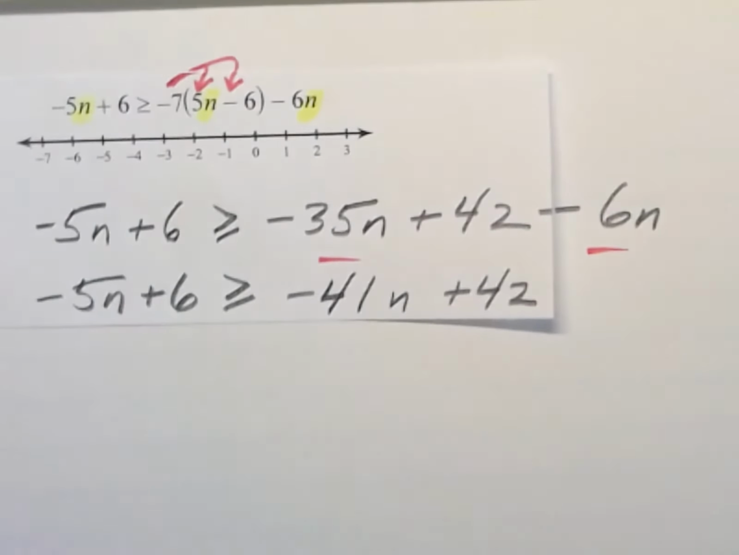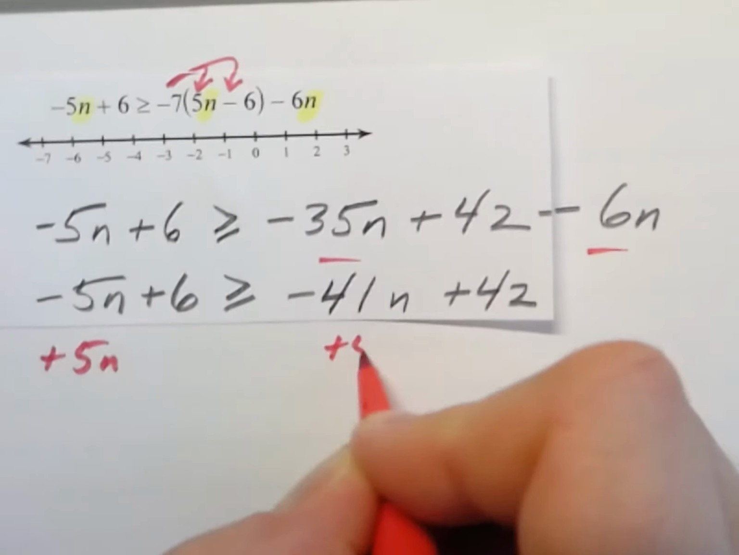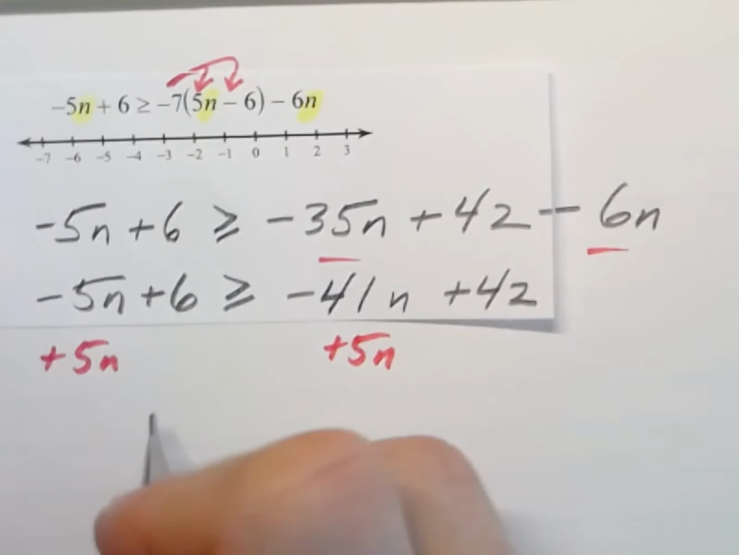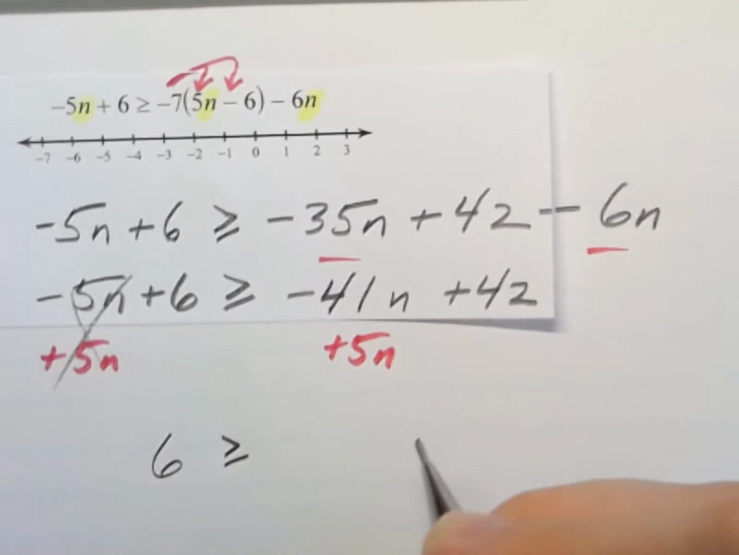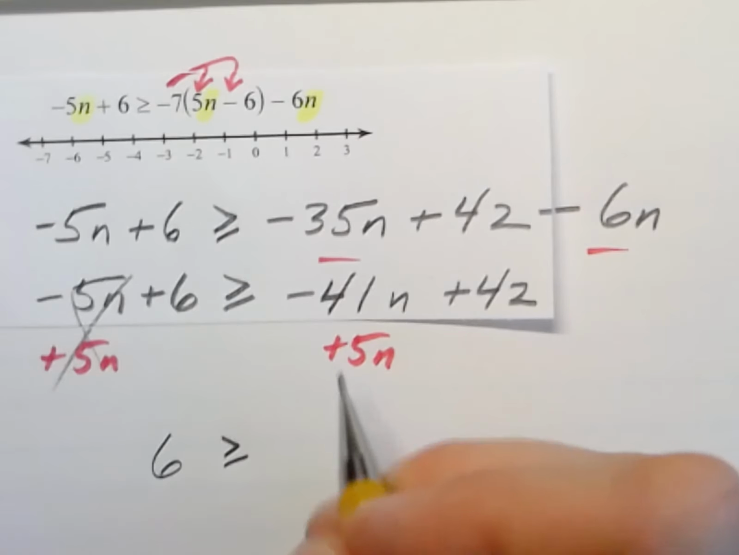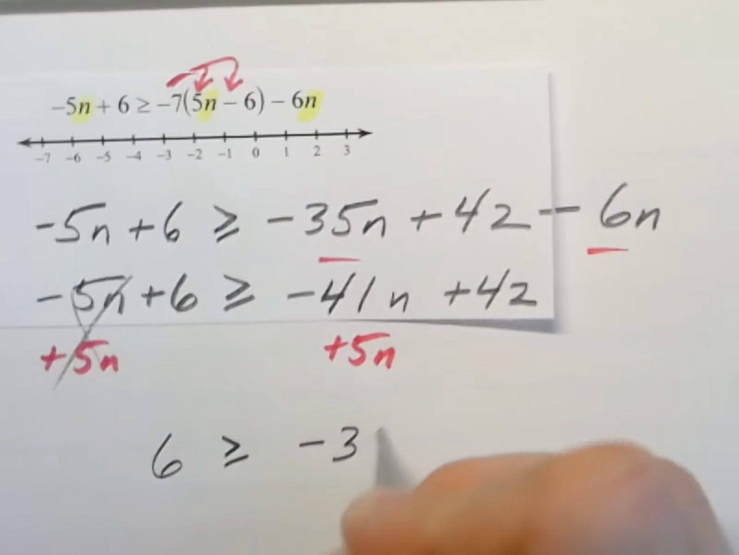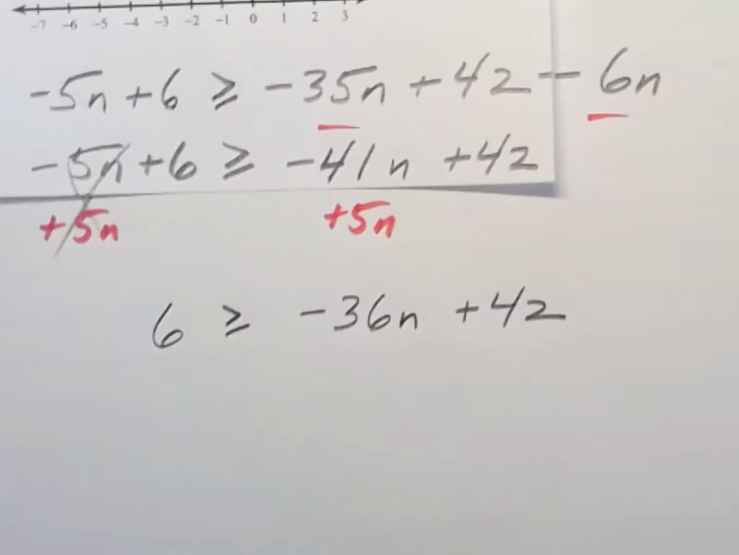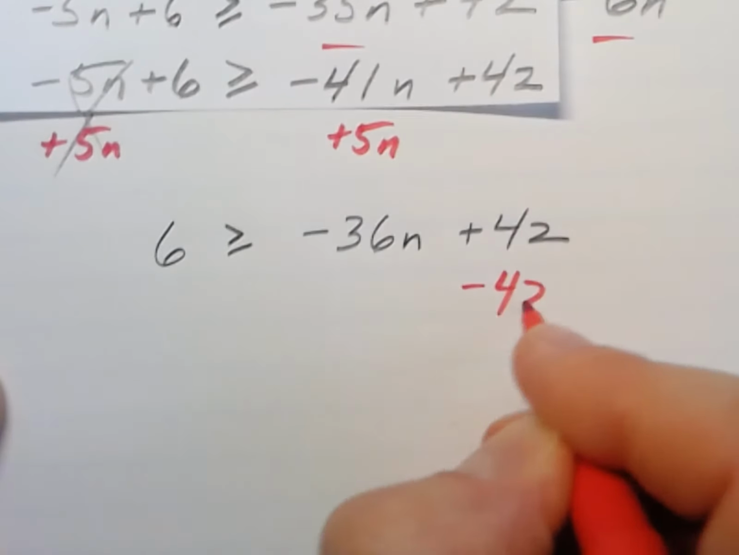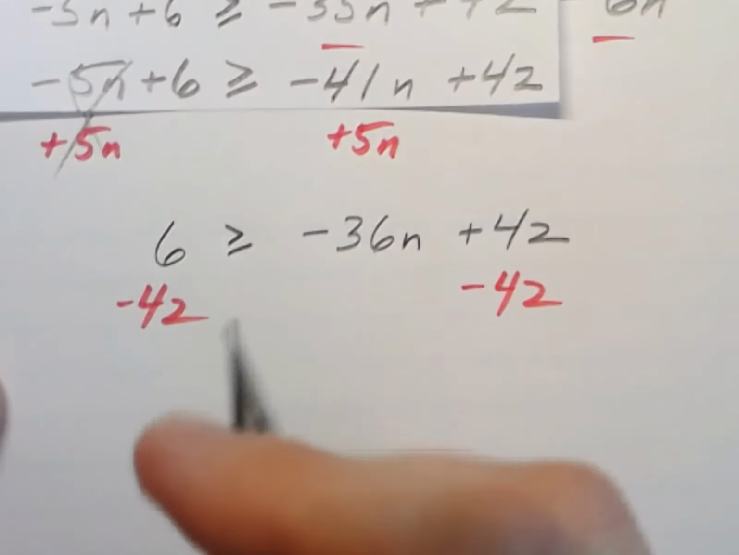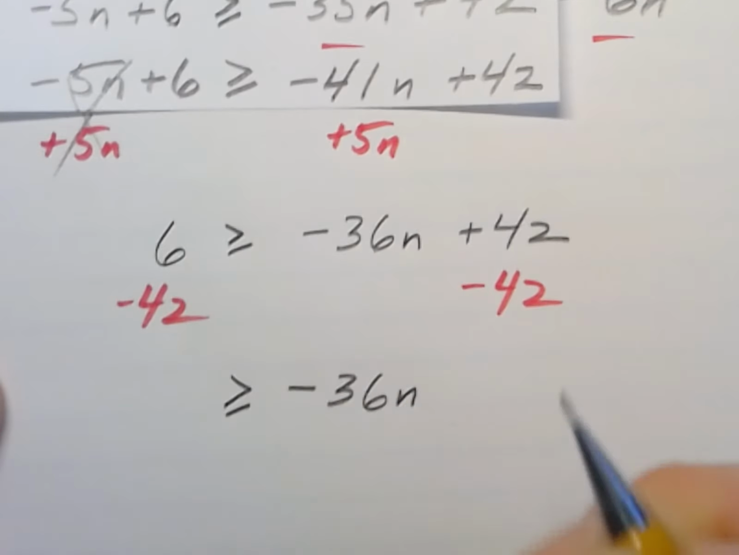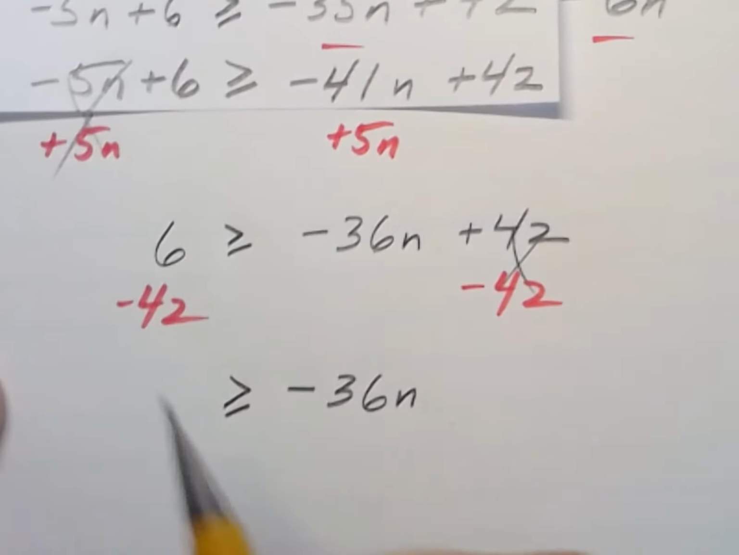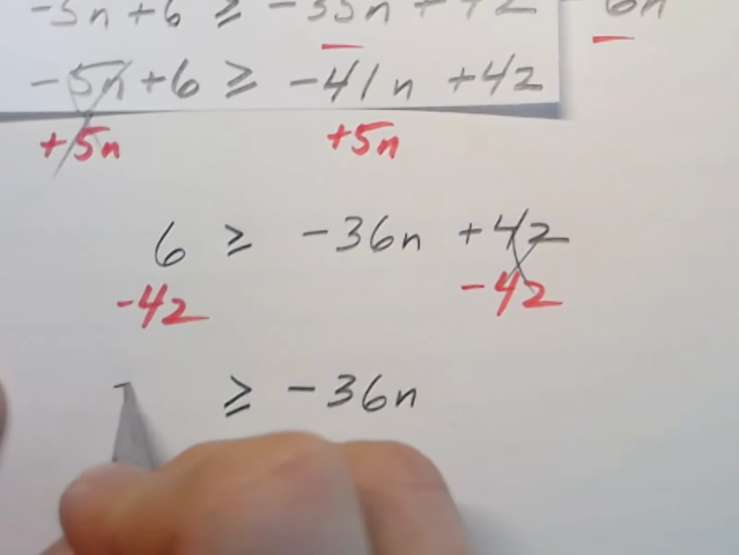Okay, so now I add 5n, because I'm trying to get the n's over here, so that these go away. So now I have a 6. I still haven't done anything to change the sign. Negative 41 plus 5 is going to be a negative 36n. And then I still have my plus 42. But if we're solving for the n's on the right, then I have to get rid of this 42 by subtracting it. So negative 36n, and those go away, of course. So 6 minus 42 is going to be negative 36.